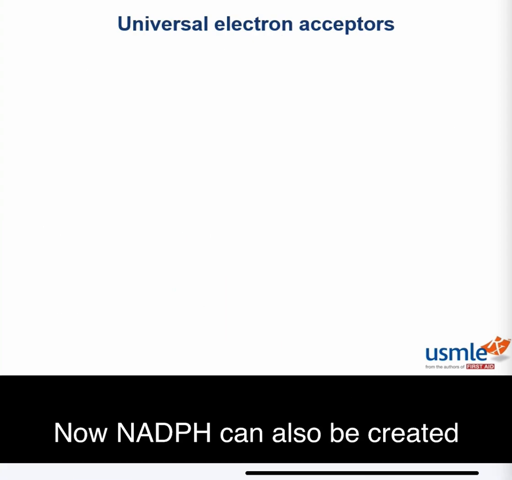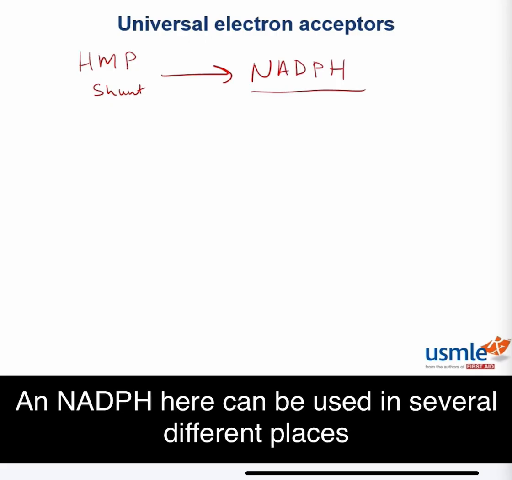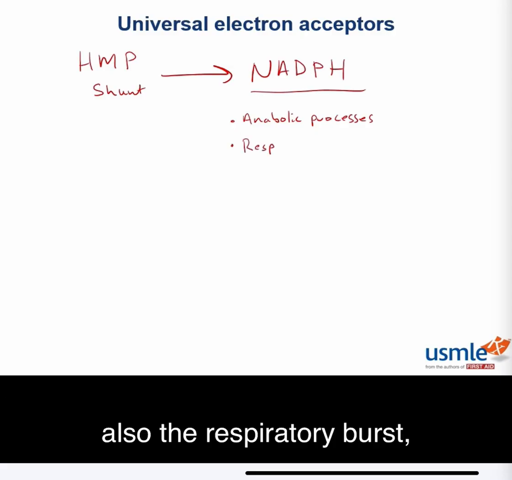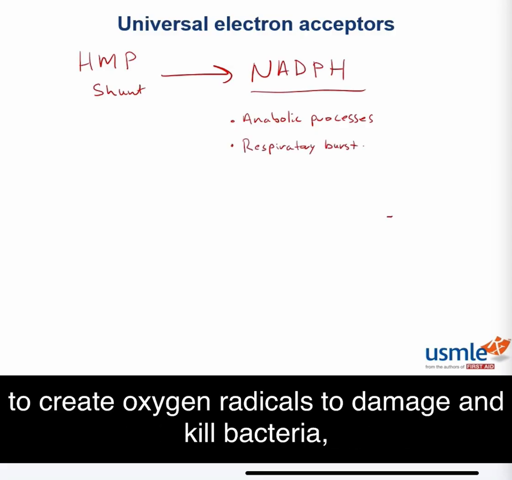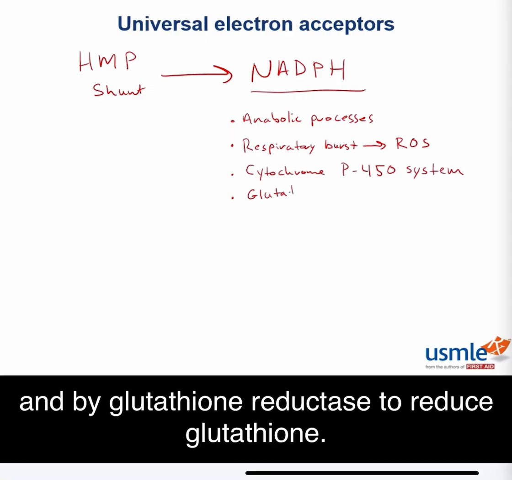Now, NADPH can also be created using the hexose monophosphate shunt, or the HMP shunt. And NADPH here can be used in several different places, and these include anabolic processes, as we just mentioned, also the respiratory burst to create oxygen radicals to damage and kill bacteria, as well as the cytochrome P450 system, and by glutathione reductase to reduce glutathione.